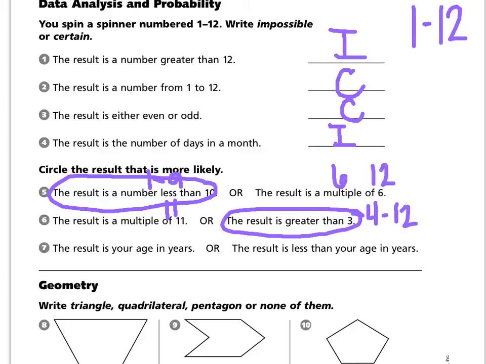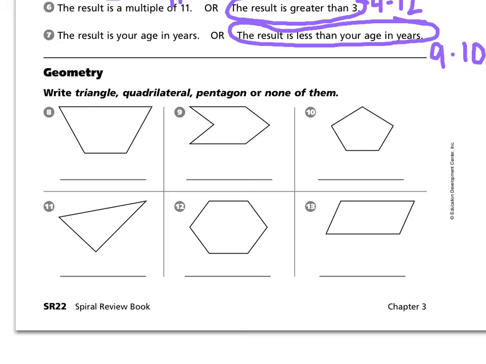The result is your age in years, or the result is less than your age in years. So most 4th graders are 9 or 10. So the result is your age in years, so it's either 9 or 10. Or the result is less than your age in years, which means all the numbers less than how old you are. Which means this has a greater possibility of happening. It's more likely.